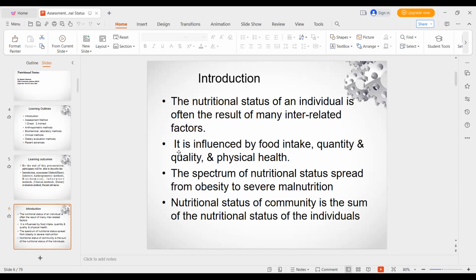Introduction of nutrition status. The nutritional status of an individual is often the result of many interrelated factors. It is influenced by food intake, quantity, quality, and physical health. The spectrum of nutritional status spreads from obesity to severe malnutrition. Nutritional status of a community is the sum of the nutritional status of individuals.